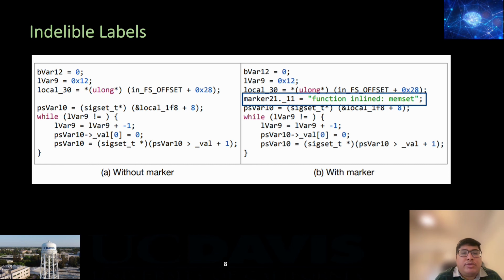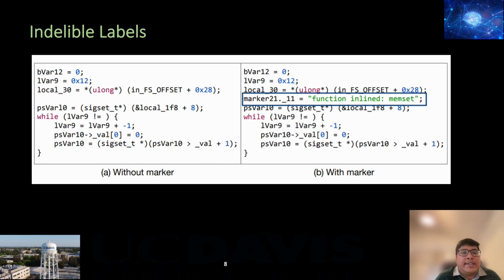We have two code snippets, that means two decompiled versions of the code. On the left we have the version without the marker, on the right we have the version with the marker. And if we carefully look into the snippets, they are very similar to each other.